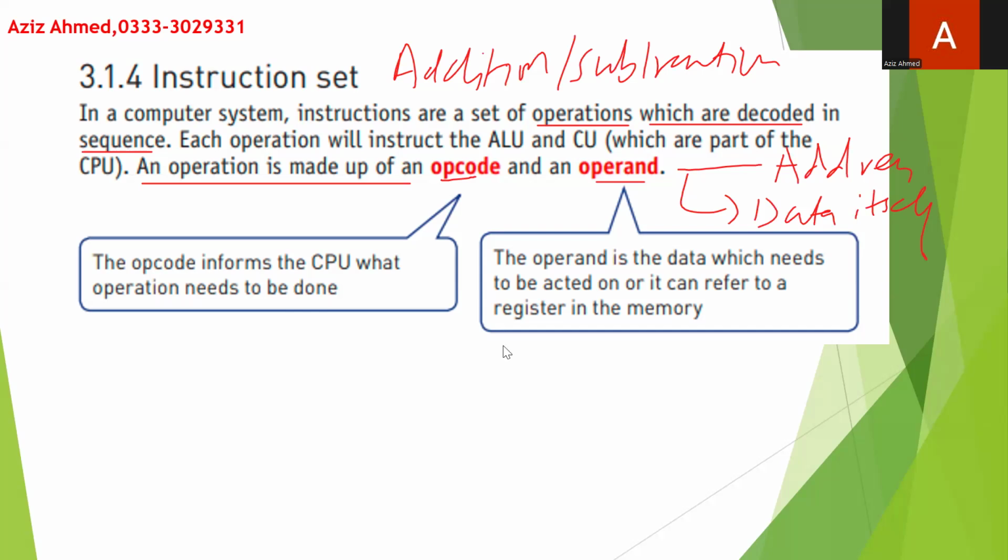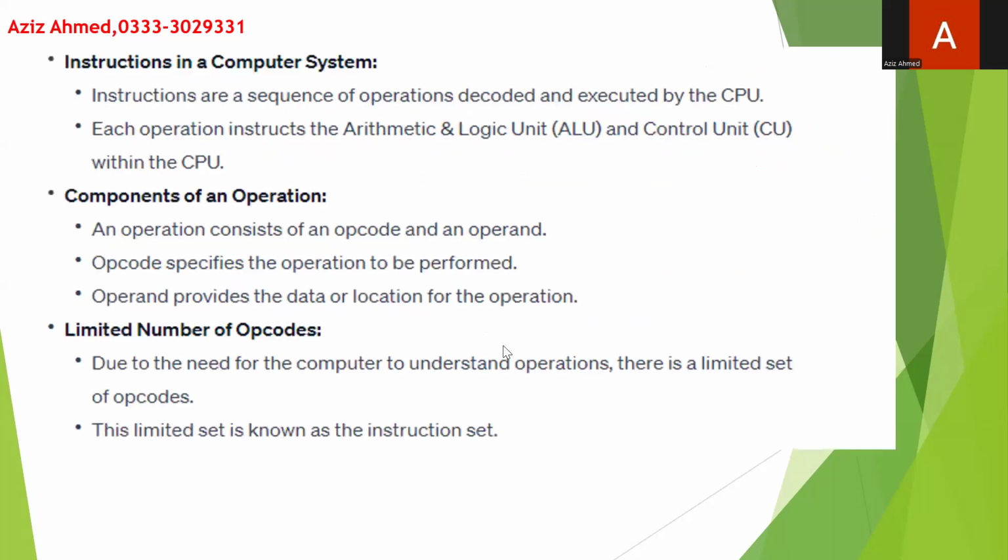Okay. Now see further detail. So here is the definition again. Instructions are a sequence of operations decoded and executed by the system. Now each operation instructs the arithmetic and logic unit and control unit within the system. So an operation means it gives instructions to the ALU and CU.